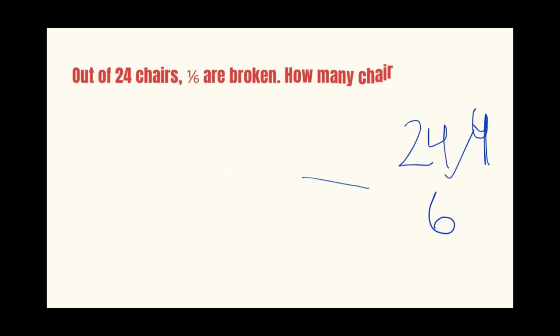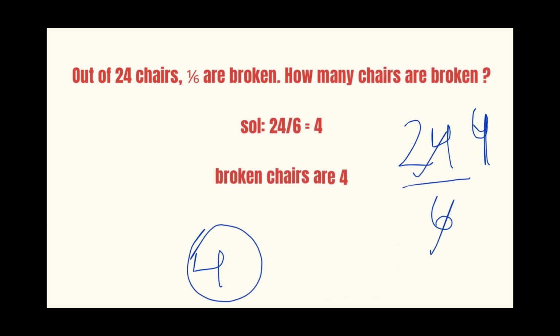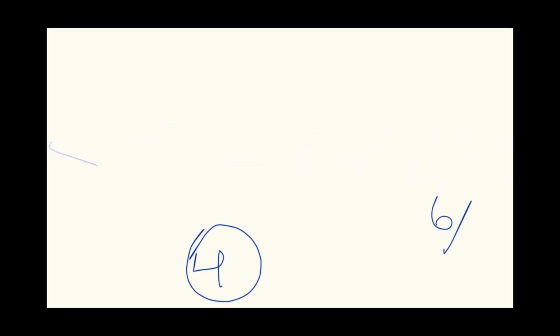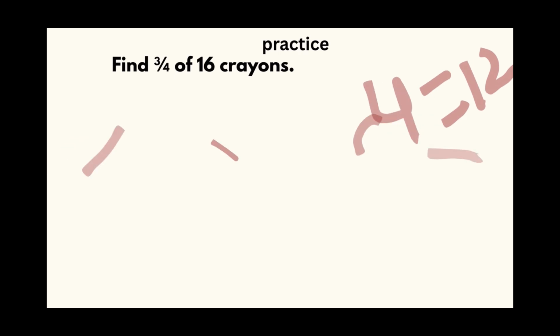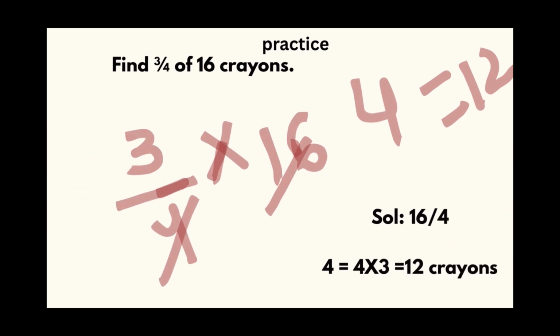Okay, got it? So we will go to the next question. Out of 24 chairs, 1 by 6 are broken. How many chairs are broken? Out of 24, 1 by 6, so it means out of 6, 1 is broken. So total how many broken chairs? We can simplify it: 24 divided by 6. So total how many broken chairs did we get? 4.